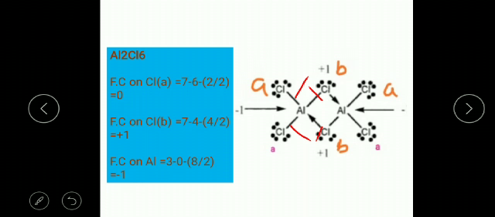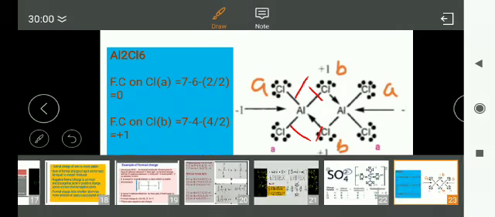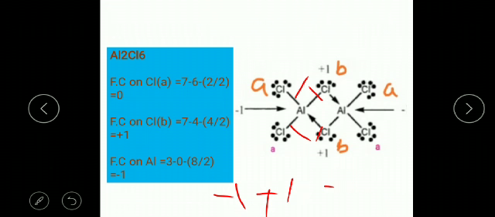So in this also, minus 1 and plus 1 is equal to 0. So it forms 0 formal charge, which is stable in nature.